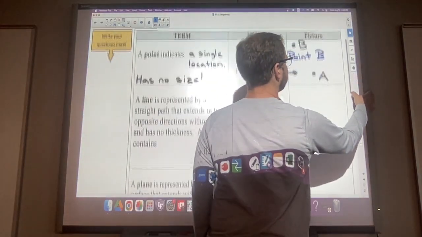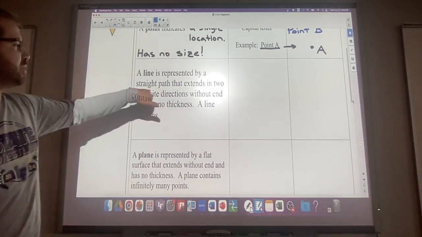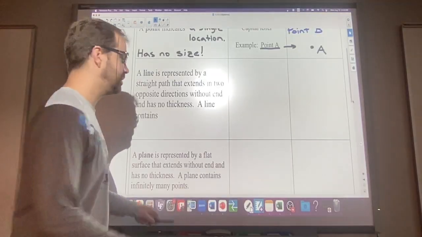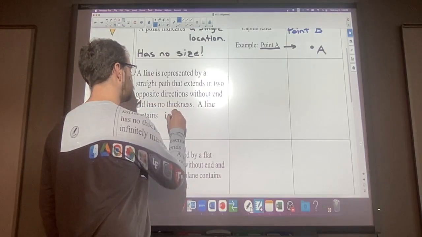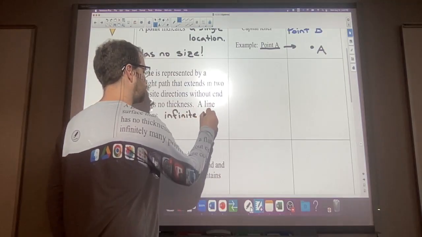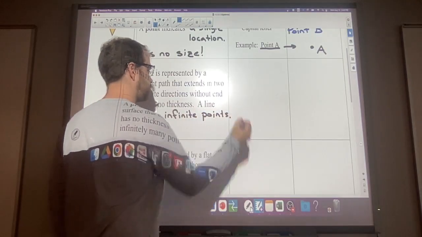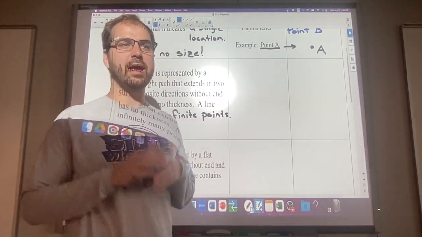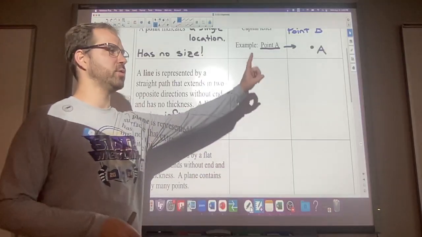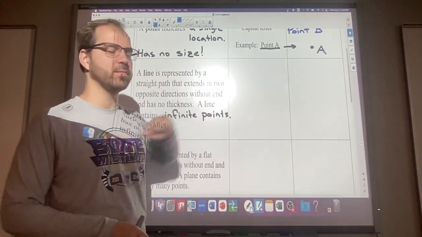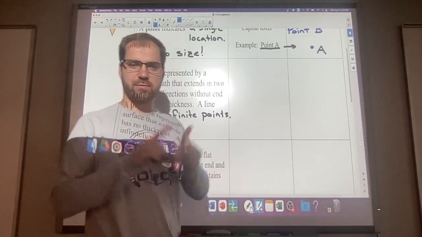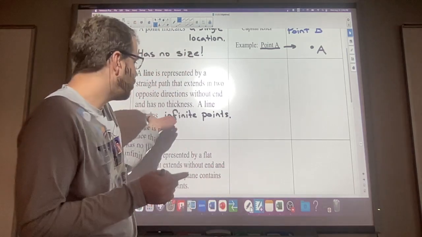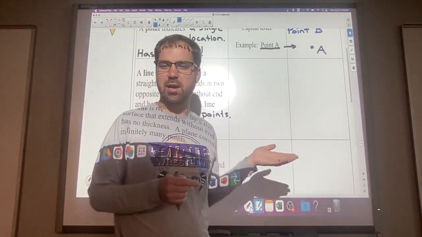Okay, next thing, line. A line is represented by a straight path that extends in two opposite directions without end, has no thickness. A line contains infinite points. On a line, it's not what you typically think. A lot of people get this wrong. It goes on forever, okay? It doesn't just go to a point and stop. It has to keep going past that, okay? So because it keeps going on forever, you can pick any points on the line to name it. And there's infinite points, but typically there's only going to be one or two labeled on any line, okay?